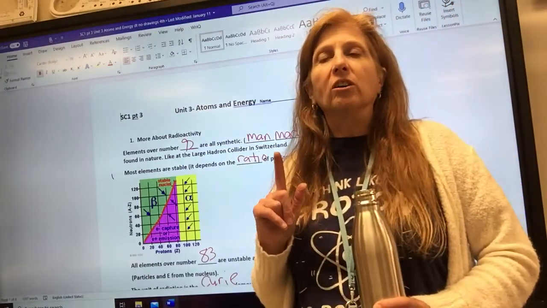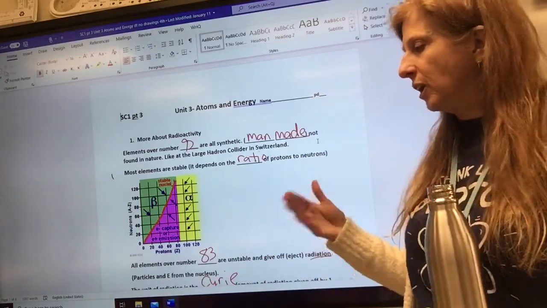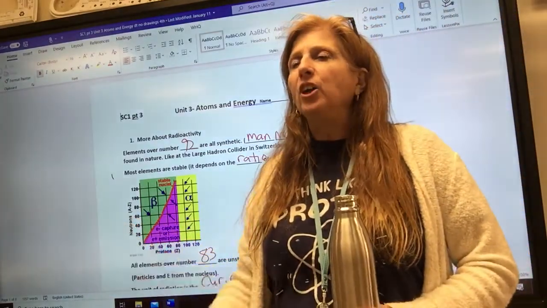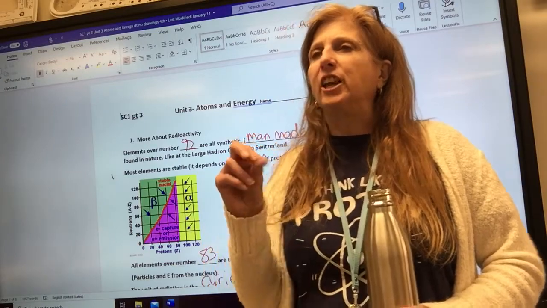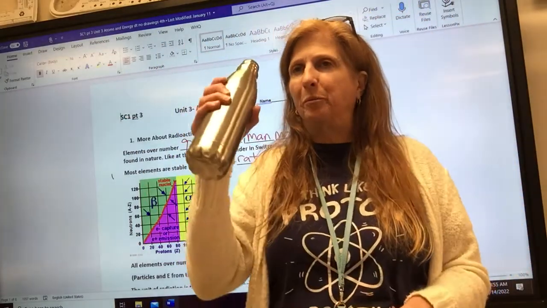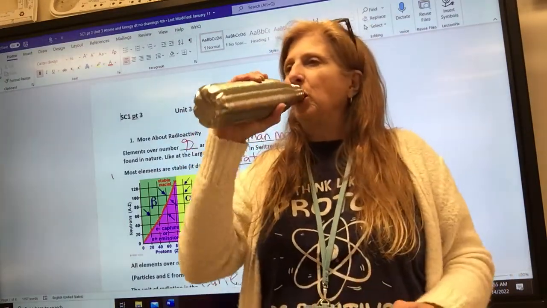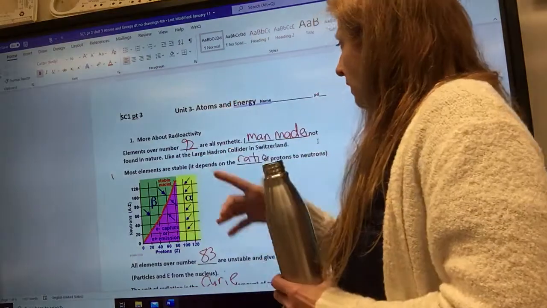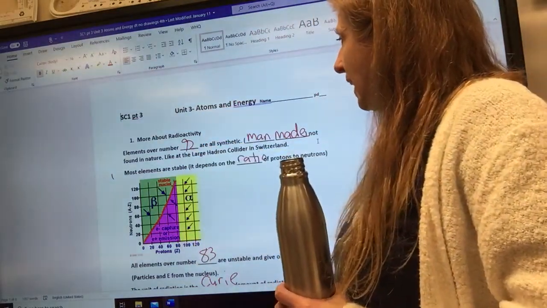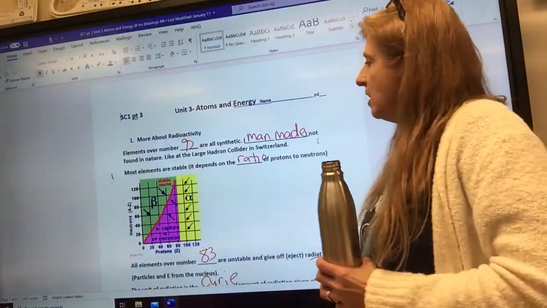And you learned when we did our PhET interactive computer lab, you learned that it was the ratio of protons to neutrons that made it unstable. Do you remember that? How it would shake and say unstable? What number is that supposed to be? 90? 92. 92. That says man-made and ratio.